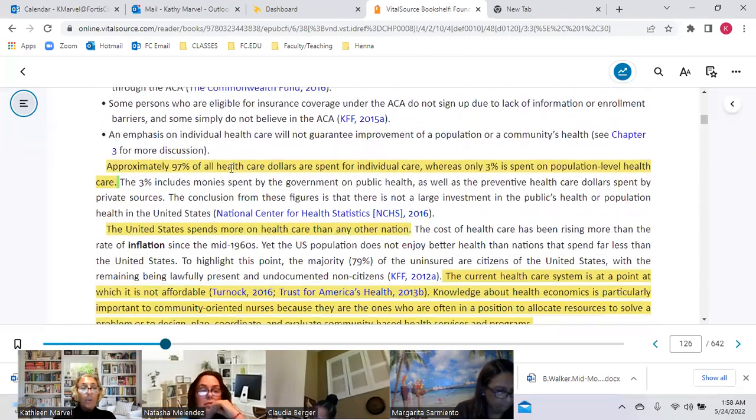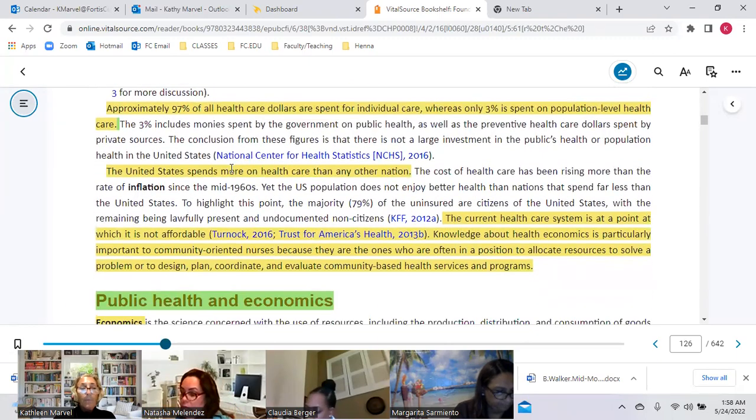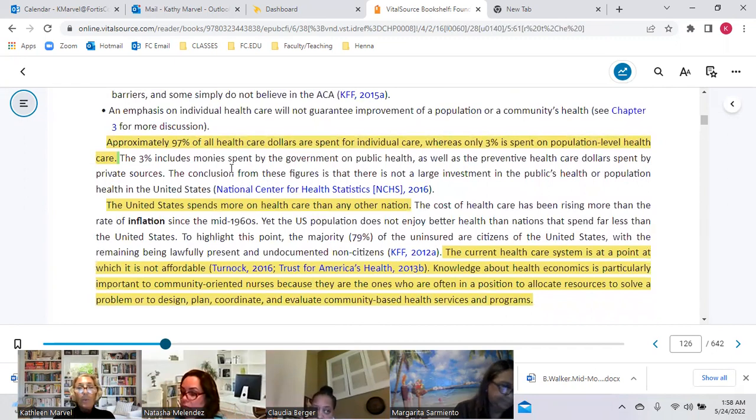What factors contribute to that? Well, first, let me give you a couple of stats. 97% of our healthcare dollars are spent on individual care. Only 3% is spent on population level healthcare, meaning so little of our healthcare dollars is spent on prevention, right? Most of it is spent on individual health issues. When somebody gets sick, that's what it's spent on.